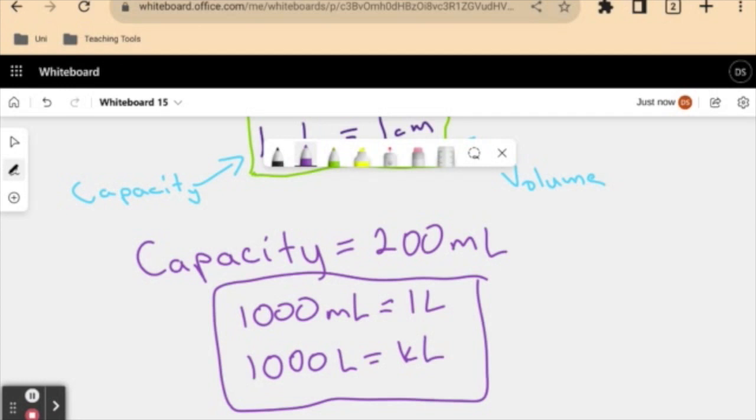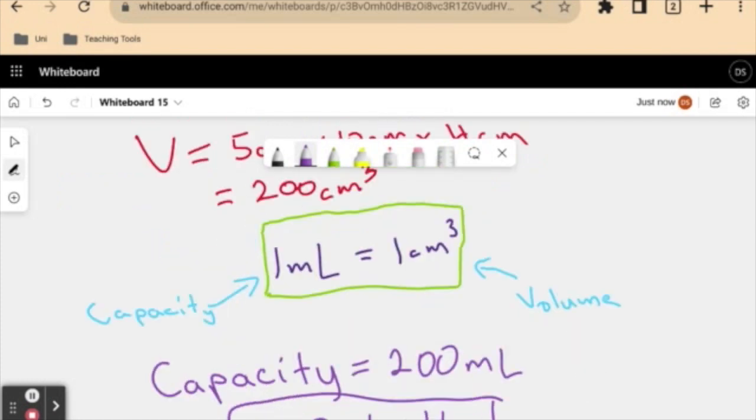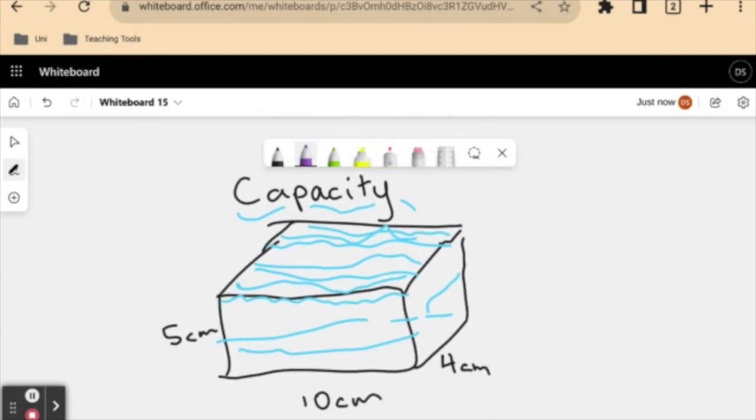So that's a little introduction into capacity. And a lot of the questions we'll deal with end up in this similar format, where we need the volume to be able to tell us about the capacity, and vice versa.